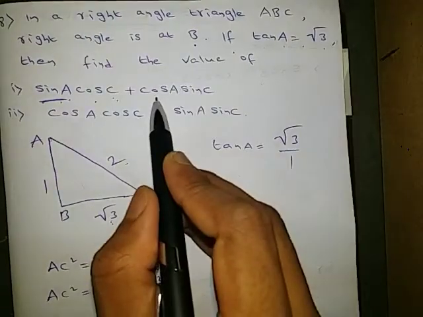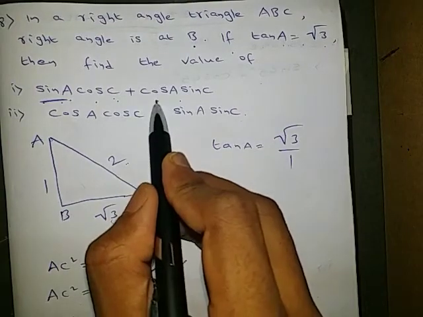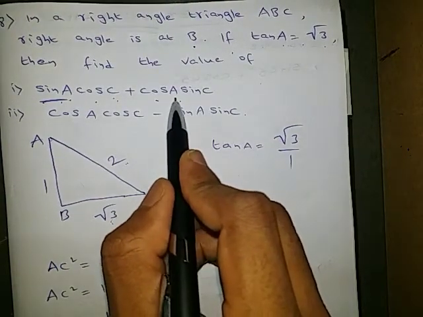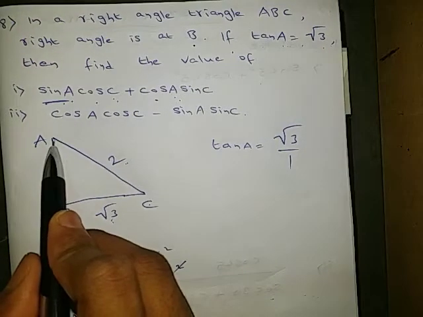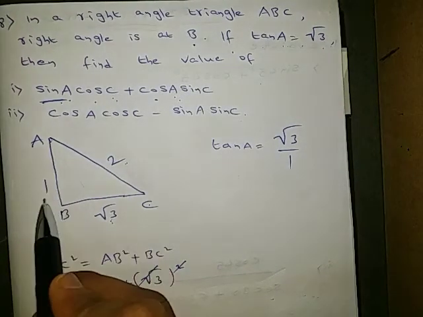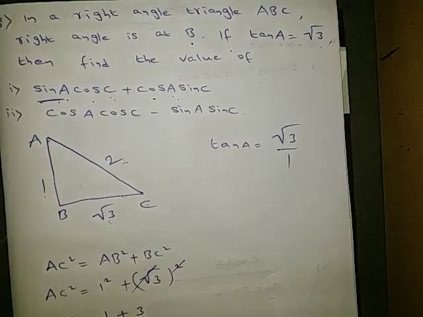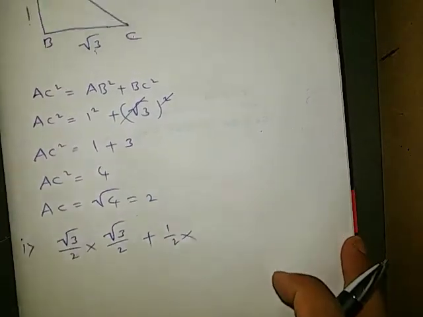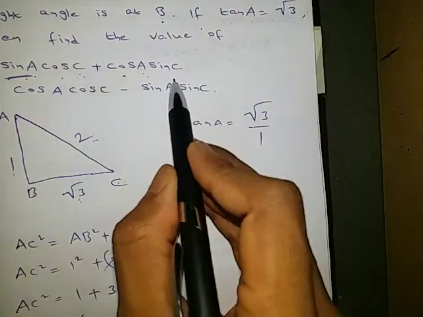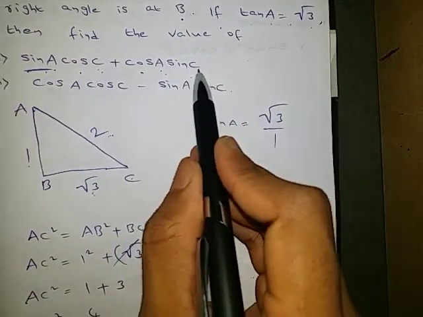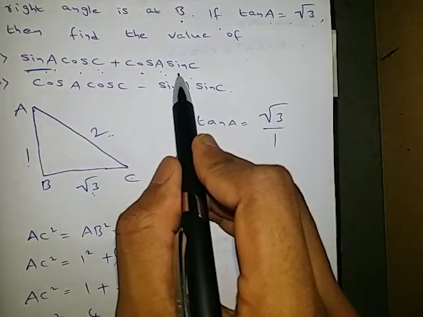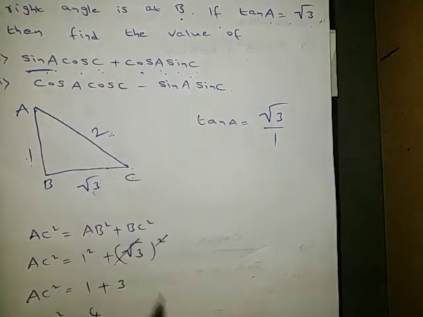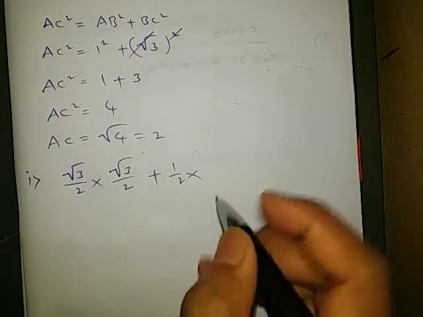He is asking again about cos A. Cos is nothing but adjacent by hypotenuse. So we want particularly angle A. So for angle A, cos is adjacent by hypotenuse. Adjacent is 1, hypotenuse is 2. 1 by 2, into next sin C. Sin is nothing but opposite by hypotenuse. For angle C, opposite is 1, hypotenuse is 2. So we will get 1 by 2.